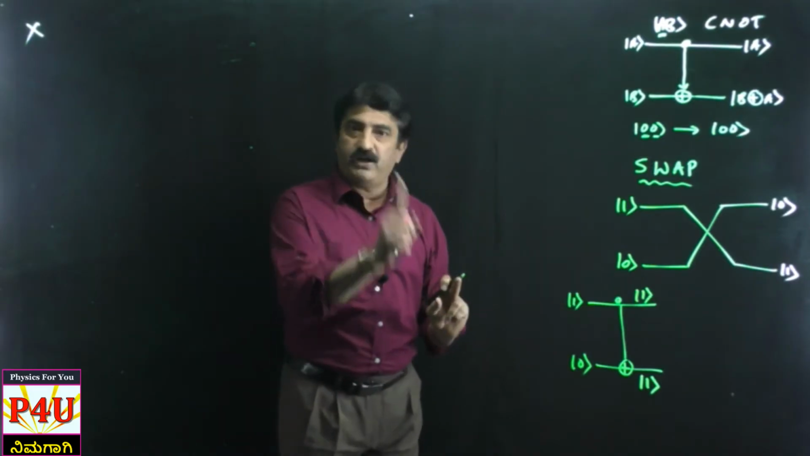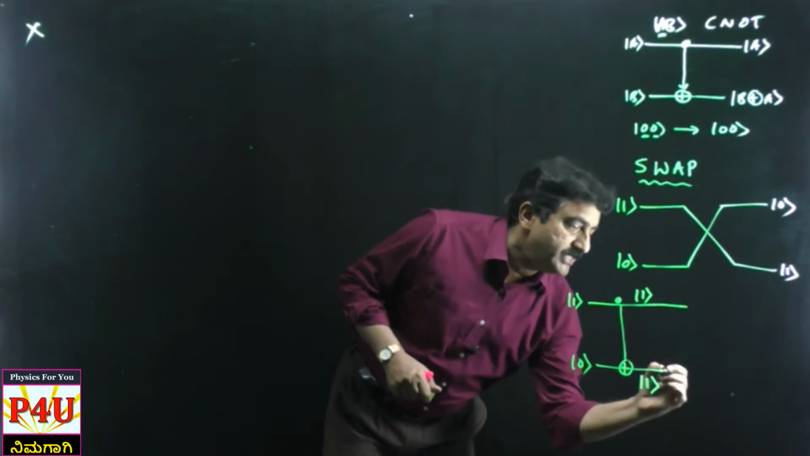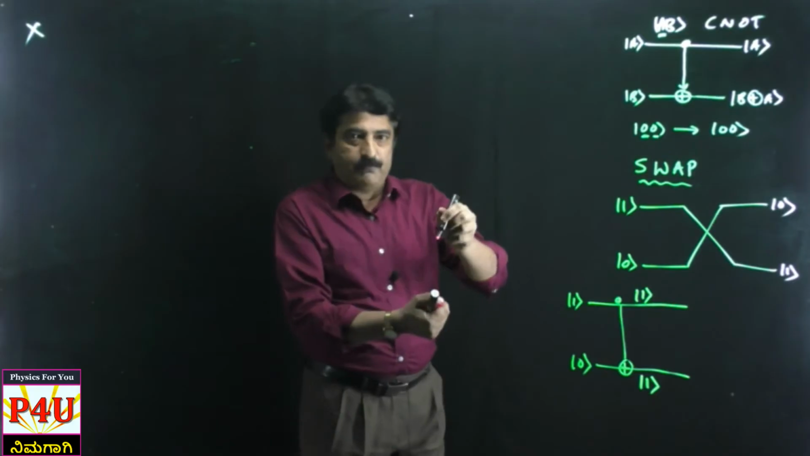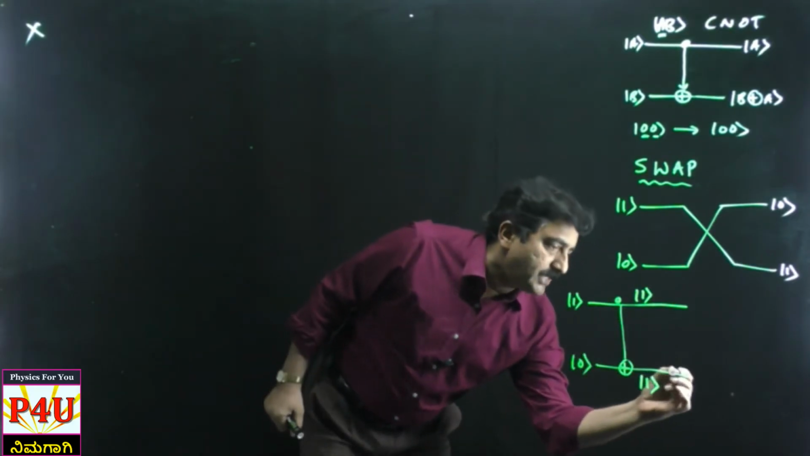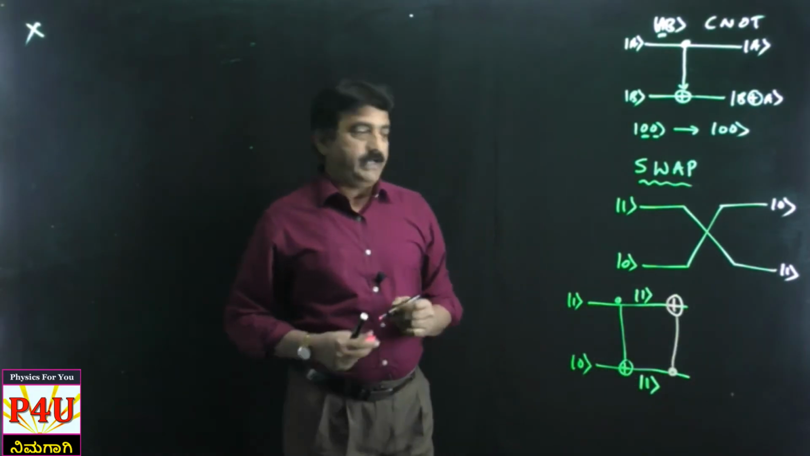This is just one CCNOT gate. What I will do, I extend this further and put one more CCNOT gate, reversed. That means I take this as control and I make this as target. So this is my reverse control gate.